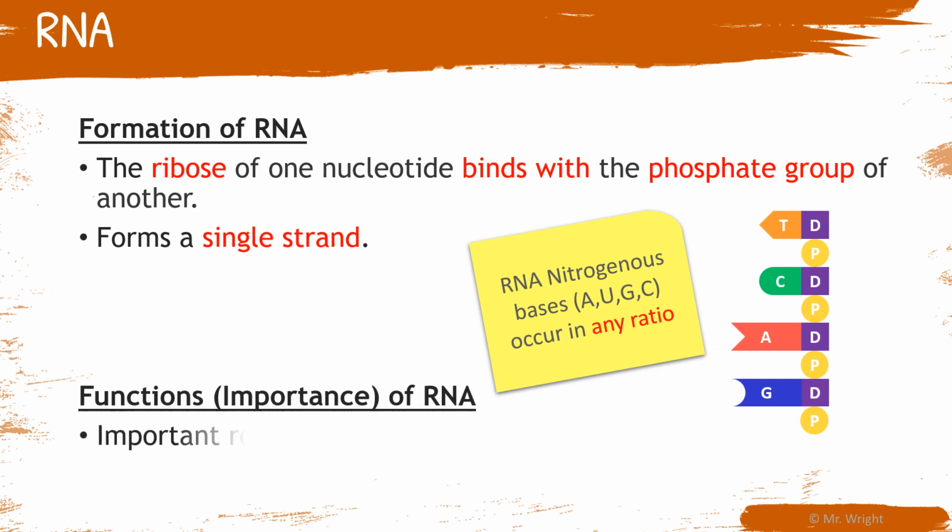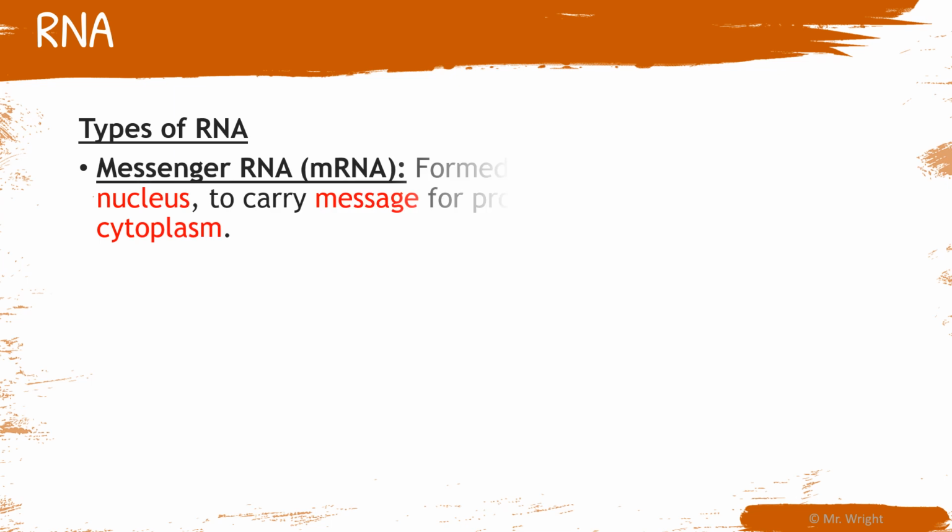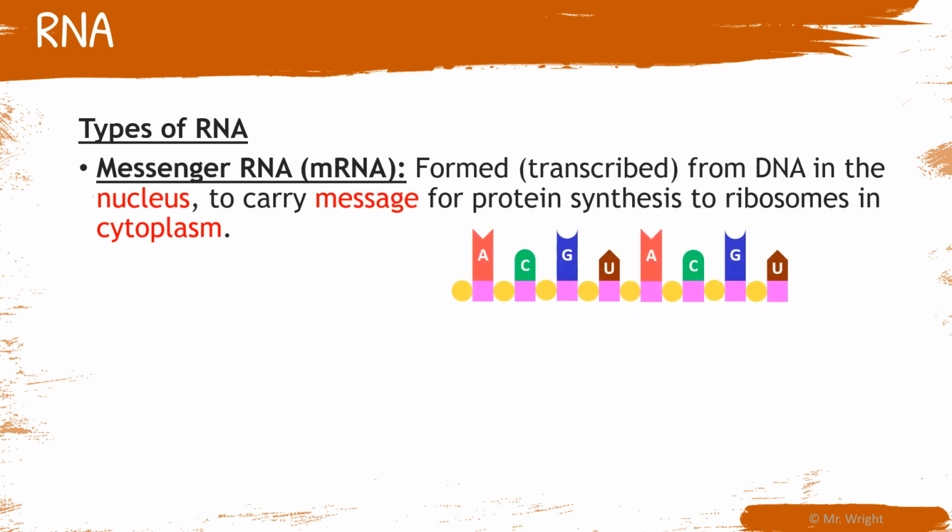The function of RNA is its role in protein synthesis, which we will look at a bit later on when we look at the process of protein synthesis. But it has two very important roles in protein synthesis. There are a couple of distinctly different types of RNA. We're going to look at two of these types of RNA specifically as they relate to their role in protein synthesis. The first type of RNA is messenger RNA, or mRNA. mRNA is formed or transcribed from the DNA in the nucleus, and it then carries the message for protein synthesis from the nucleus to the ribosomes in the cytoplasm.